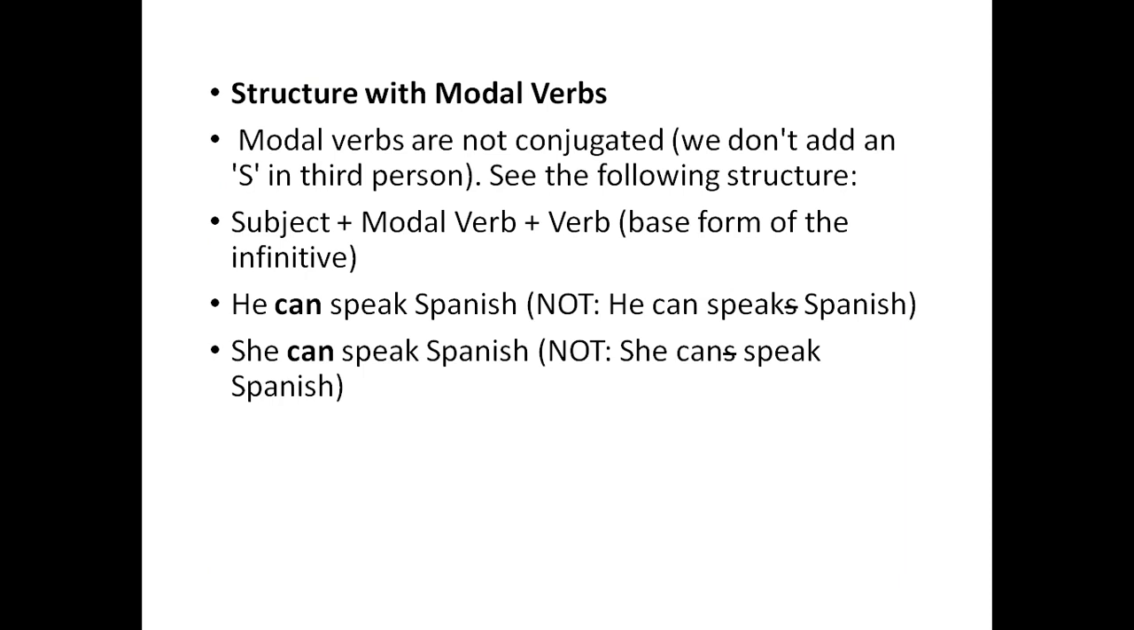Structure with modal verbs. Modal verbs are not conjugated. We don't add an s in third person. See the following structure: subject plus modal verb plus verb, base form of the infinitive. He can speak Spanish, not he cans speak Spanish. Or she can speak Spanish, not she cans speak Spanish.